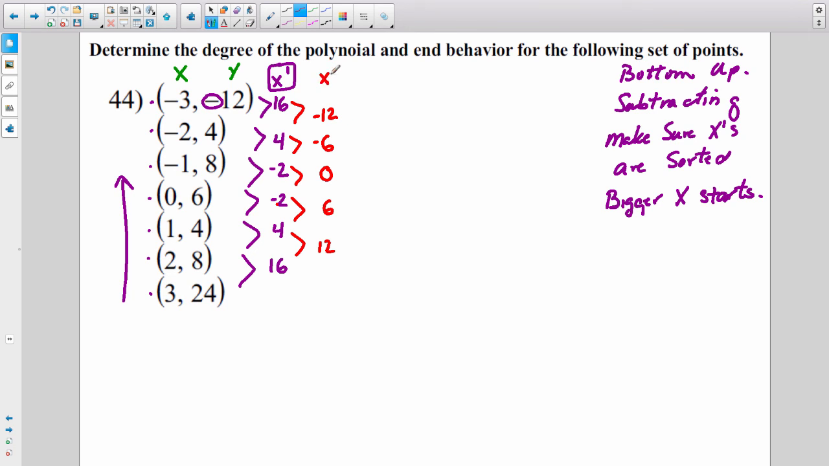Not the same. So it's not an x squared. It's not a second degree polynomial. You've got to keep going. Third difference.